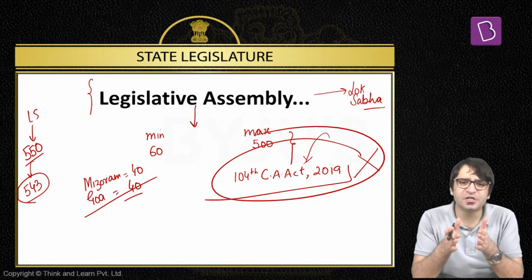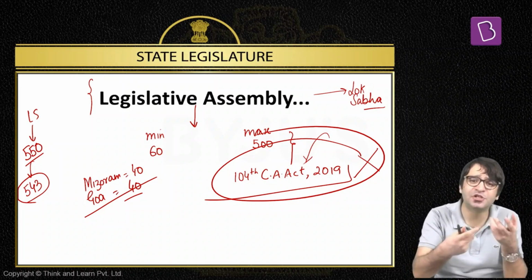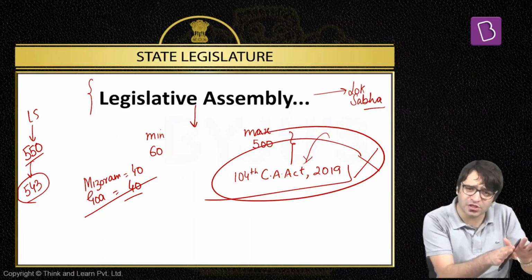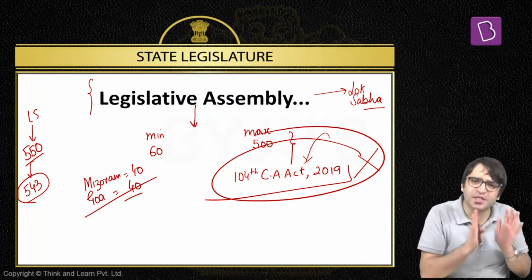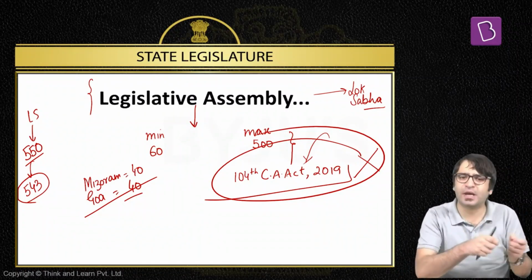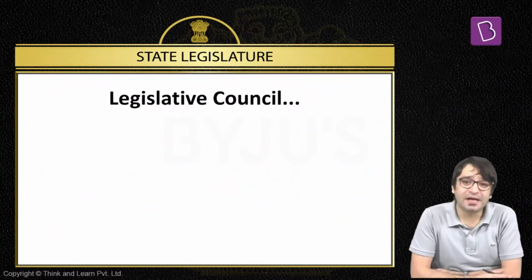Similarly, when it comes to legislative assembly, financial bill, all these confidence, no confidence, censure, adjournment motion, all these can be introduced only in Lok Sabha. All these can be introduced only in legislative assembly as well. So let's close this chapter of legislative assembly. We don't have to discuss it separately because whatever is true for Lok Sabha, that is true for legislative assembly. But now let's look at legislative council.